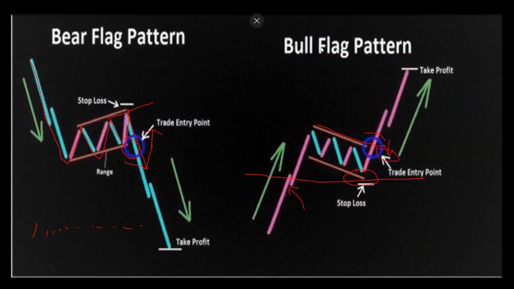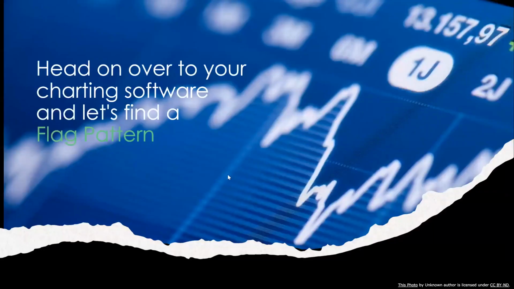And that's flags. So this is what separates the 3 continuation patterns. The flags, we don't cross that 50-yard line, and we have a reverse consolidation period. So let's head on over to our charting software and find a flag, chat.